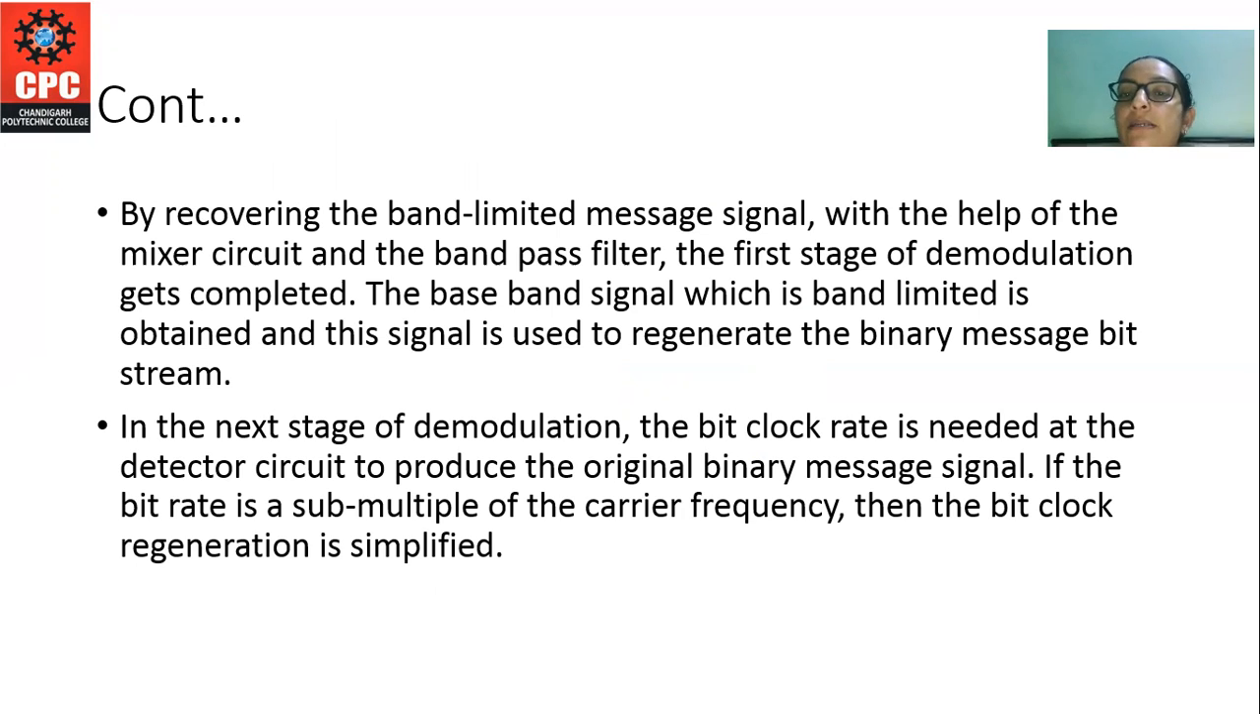The baseband signal, which is band limited, is obtained, and this signal is used to regenerate the binary message bit stream. In the next stage of demodulation, the bit clock rate is needed at the detector circuit to produce the original binary message signal. If the bit rate is a submultiple of the carrier frequency, then the bit clock regeneration is simplified.